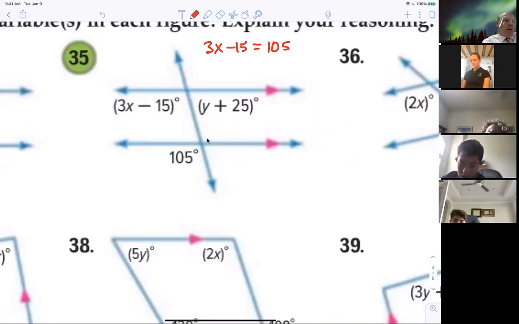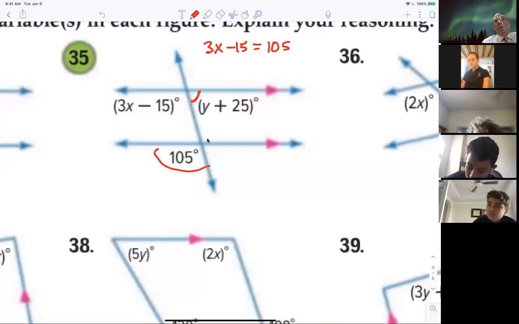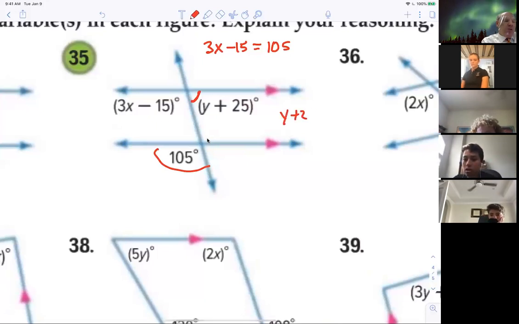Right? Now, this and this, there's no real name for it. Does everybody agree with that? But what do those two angles have to do? They have to be what? 180. Yeah, because one is obtuse and one is acute. That means they have to add up to 180. So if you wanted to, you could just say y plus 25 is equal to 105. Everybody okay with that?